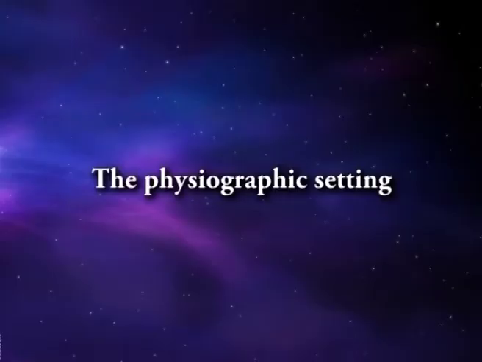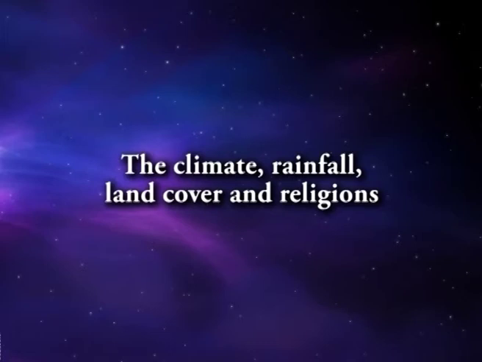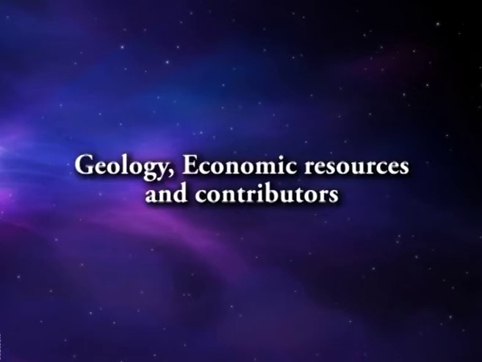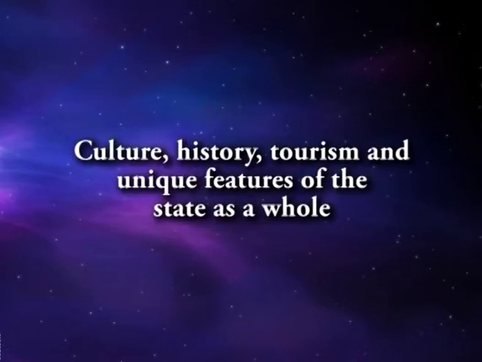The main objective of learning this lesson is to know about its geographic setting, people, governance and contributions in the country. Thus, in this module, the following aspects briefing the Indian Union Territory Chandigarh are discussed in detail. The physiographic setting, the climate, rainfall, land cover and religions, the administrative divisions, population and education, geology, economic resources and contributors, culture, history, tourism and unique features of the state as a whole.